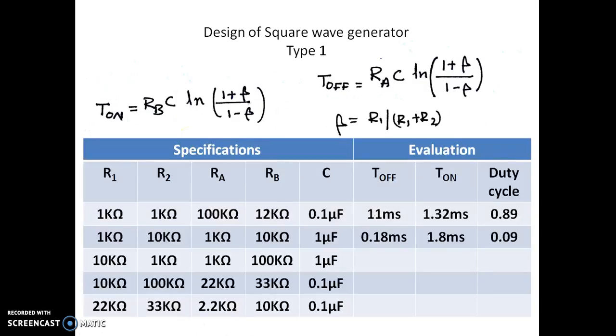So here are some examples. The specifications are the on time and the corresponding off time. We are assuming the specification given as R1 equal to R2 equal to 1K, RA taken as 100 kilo ohms, and RB equal to 12 kilo ohms. The value of C is given as 0.1 microfarad. The off time comes out to be this using the equation. Now you can see, since RA is more, the off time is more compared to the on time. The duty cycle is actually 1 minus this. So let me slightly modify this duty cycle.